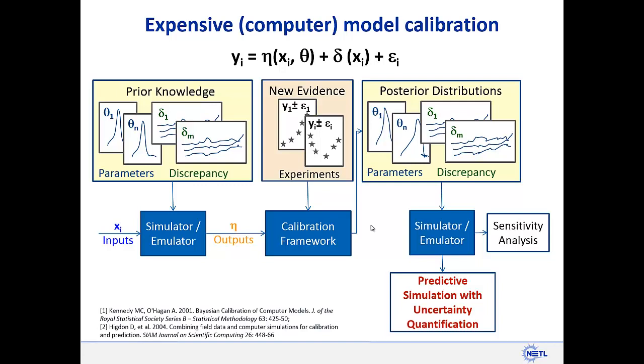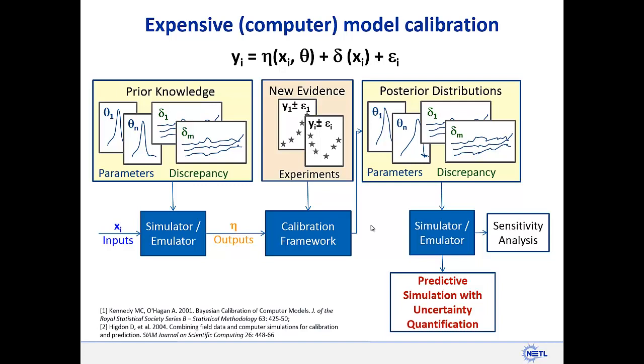And there is something called a discrepancy function. This is similar to the model form uncertainty I talked about earlier, which was a simpler thing, but the statisticians use a more complex function. I think I will have an example later on to explain what it is.